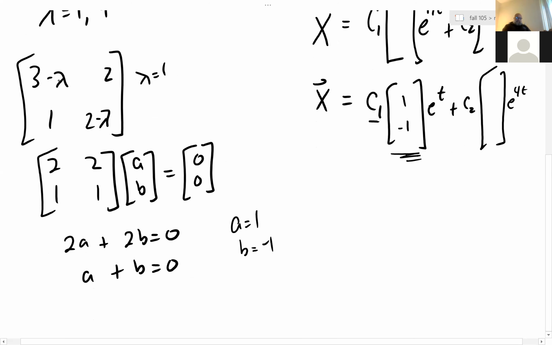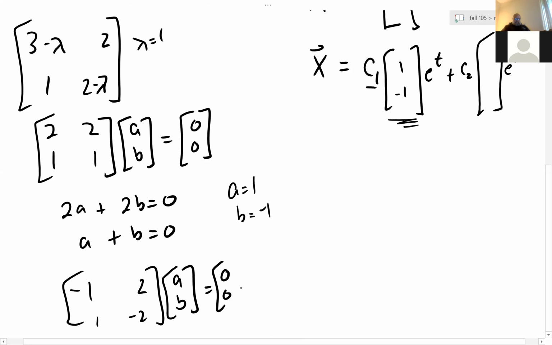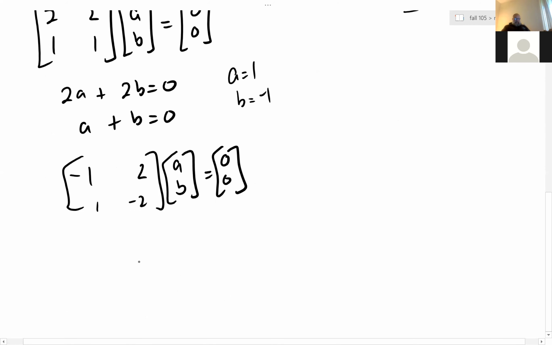Now, if I plug 4 in there, I'm going to get negative 1 and 2, and then I'm going to get 1 and negative 2. No way. A and B, 0, 0. And again, that's negative A plus 2B equals 0.